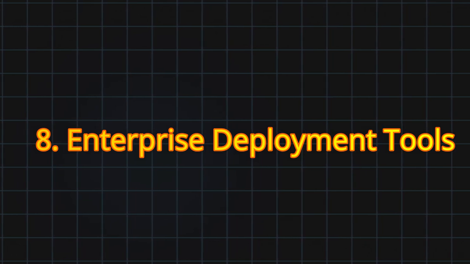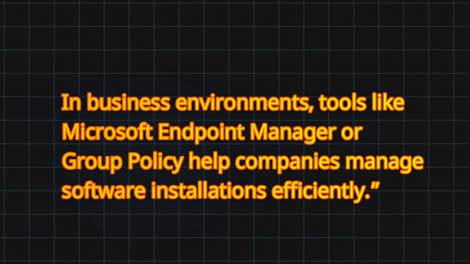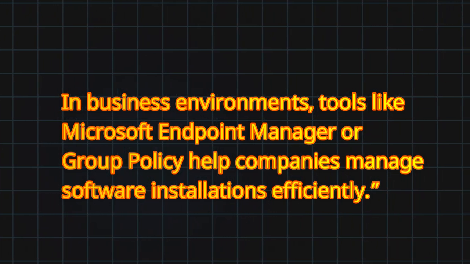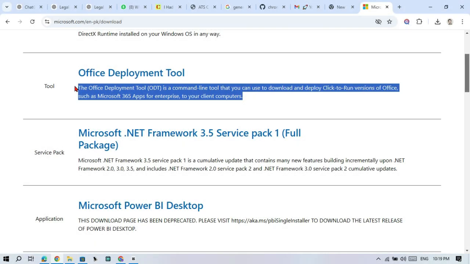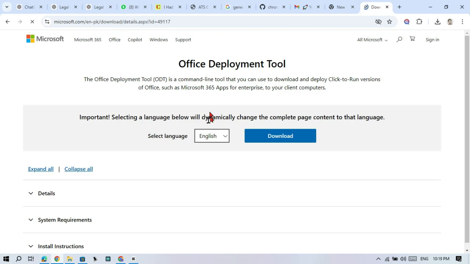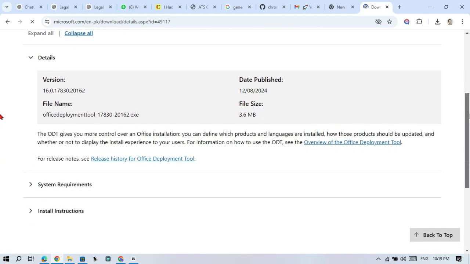Method number 8, enterprise deployment tools. In a business environment, tools like Microsoft Endpoint Manager or Group Policy help companies manage software installation efficiently. IT administrators can deploy apps across many devices, and employees don't have to manually install anything. The software is pushed to their computer automatically.